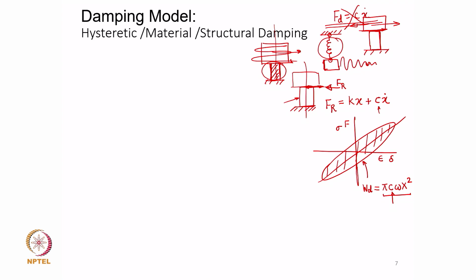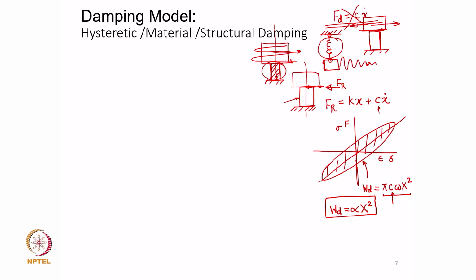Now, it has been observed from experimental investigations that for most structures, this energy dissipated in a cycle is proportional to the square of the amplitude. Okay. And that we can write as alpha x square, alpha being the constant of proportionality. This expression is valid for structural damping or hysteretic damping, where it has been observed that the energy dissipated in a cycle is proportional to the square of the amplitude.